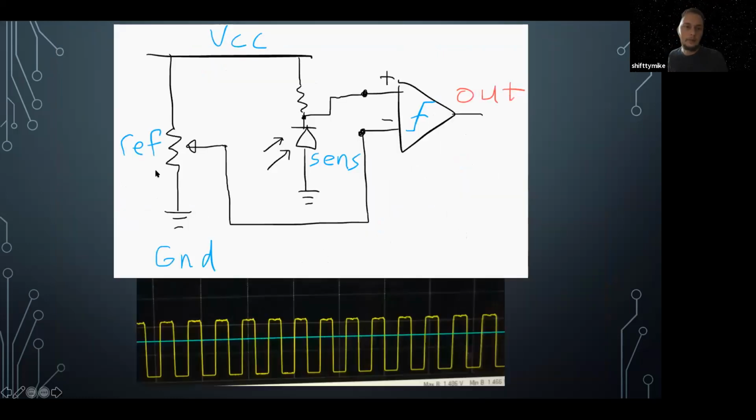So yeah, this is just to illustrate that point. You can see here's the reference voltage, which can be increased or decreased depending on the setting of the potentiometer, and then the sensor will give you this.